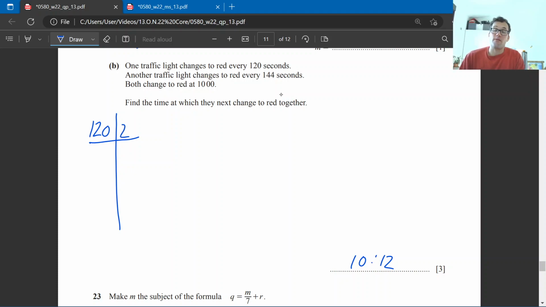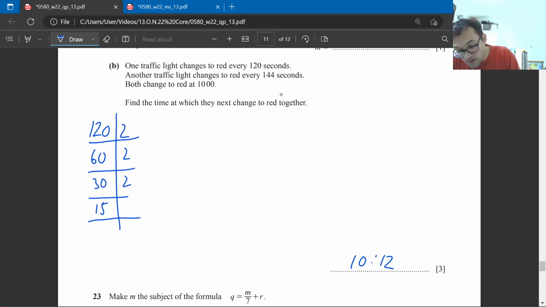You get the prime factors. So 120 divided by 2 is 60. Divided by 2 is 30. Divided by 2 is 15. Cannot divide by 2. Divided by 3 is 5. Divided by 5 is 1. So 120 equals 2 times 2 times 2 times 3 times 5.